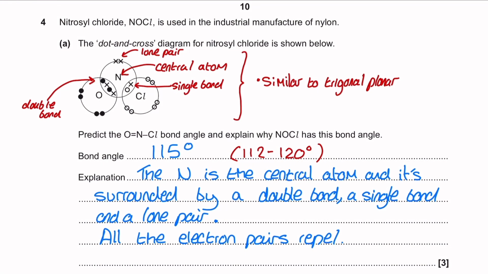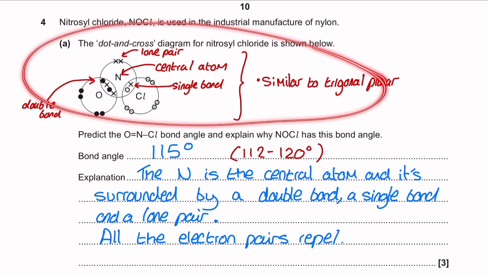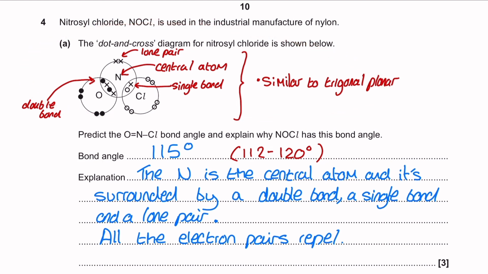Moving on to question 4. Nitrosyl chloride, never heard of it, is used in the industrial manufacture of nylon. The dot and cross diagram for the nitrosyl chloride ion is shown below. And what you can see here are actually some annotations that I made about the dot and cross diagram. I noticed that the central atom was nitrogen. I had a lone pair on there, just one. I've got a double bond from the nitrogen to the oxygen on the left, and I've got a single bond from the nitrogen to the chlorine on the right.